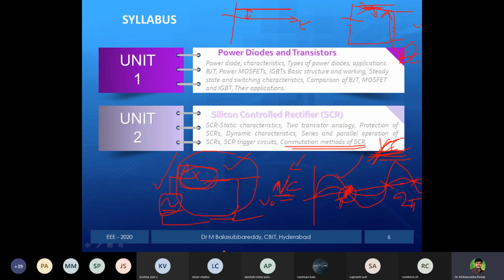Like that, you keep repeating the process, and your average output voltage is going to change. Then whether you want a higher voltage or a lower voltage, that is decided by what?